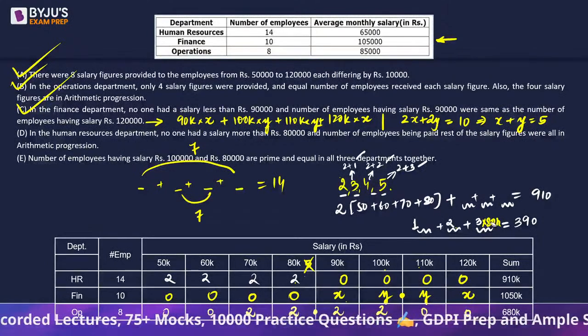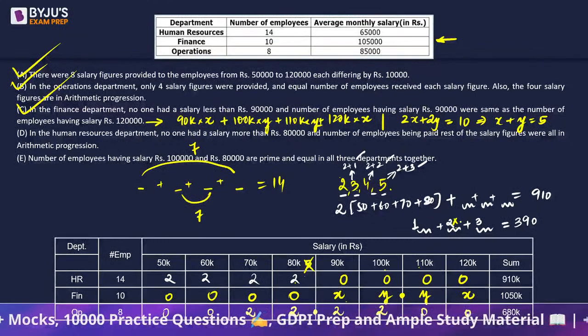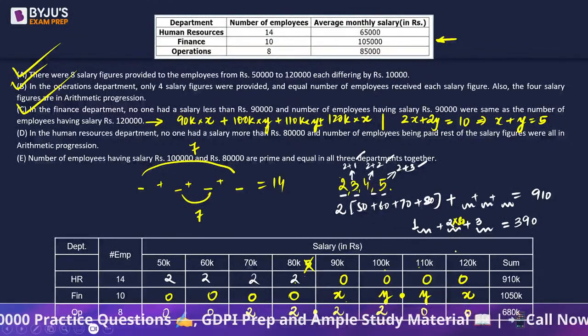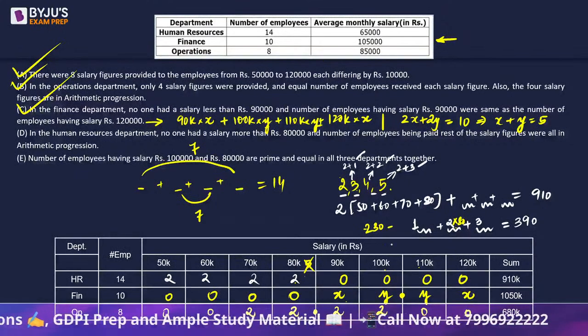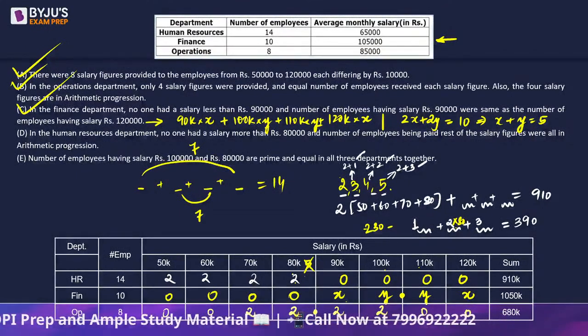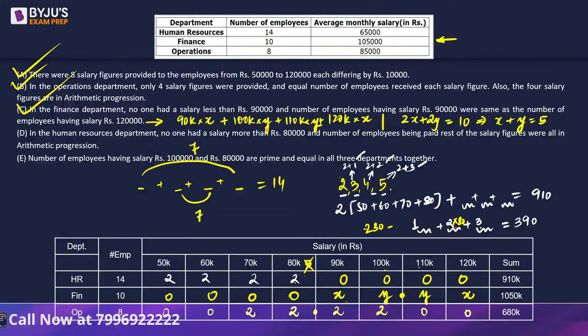So if this doesn't work, then for the 2 we take 80. So this is 160. If this is 160, we need another 230. So for 230, if we take 70 into 3, it will not make sense. If we take 60 into 3, so this is 180. 180 plus 50 is 230. So this is one combination.